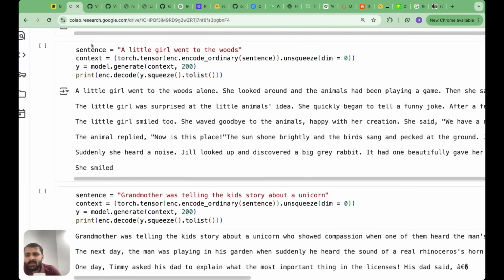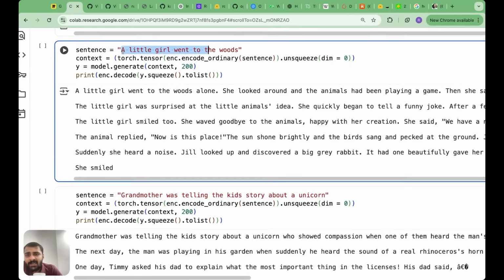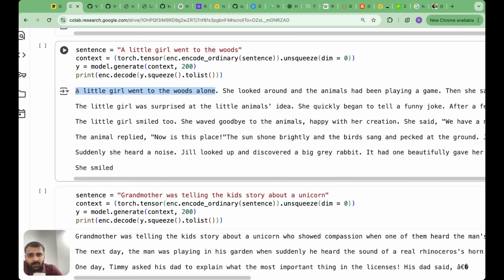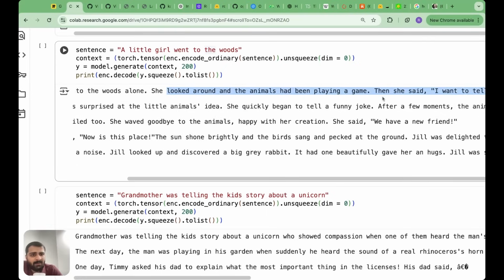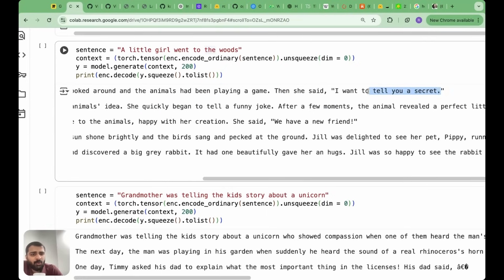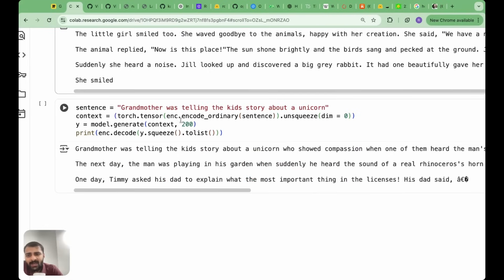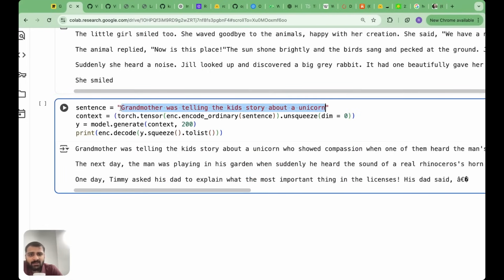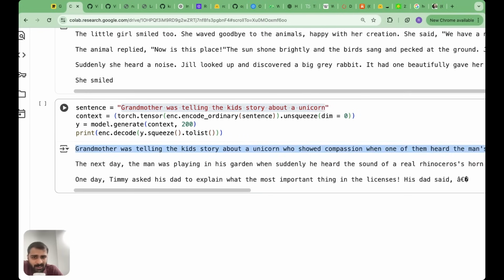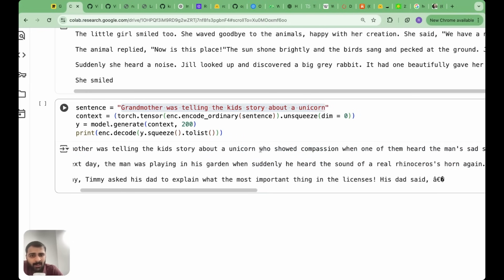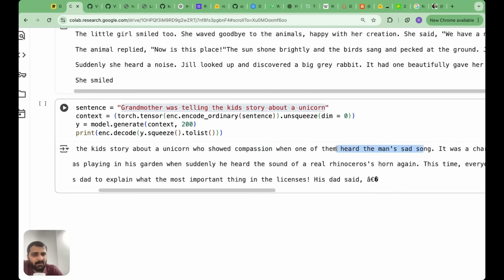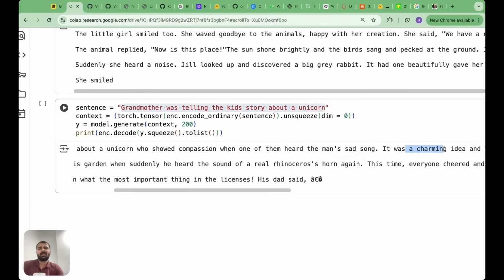So here I am just showing some inference results which we obtained from our model. If the sentence is "a little girl went to the woods", our model can produce something like: a little girl went to the woods alone. She looked around and the animals had been playing a game, then said, I want to tell you a secret, etc. And if the input is "grandmother was telling the kid a story about a unicorn", our model can generate text like: grandmother was telling kids a story about a unicorn who showed compassion when one of them heard the man's sad song. It was a charming idea, etc.